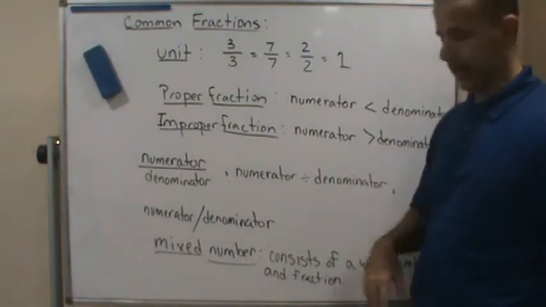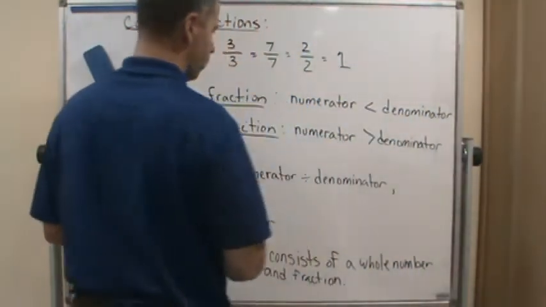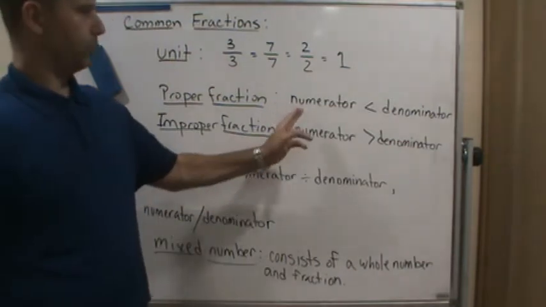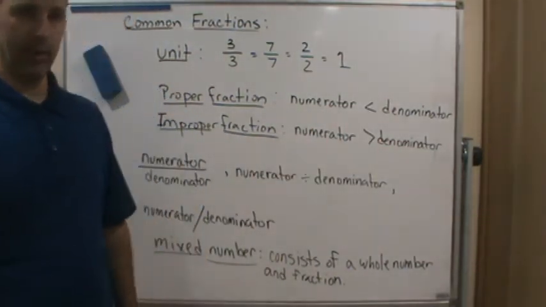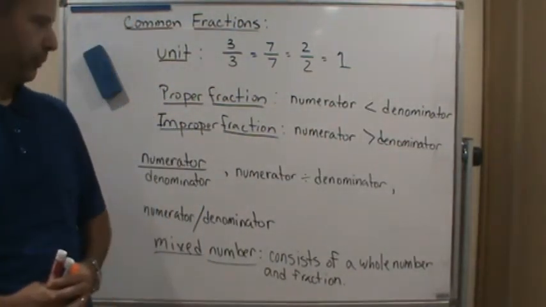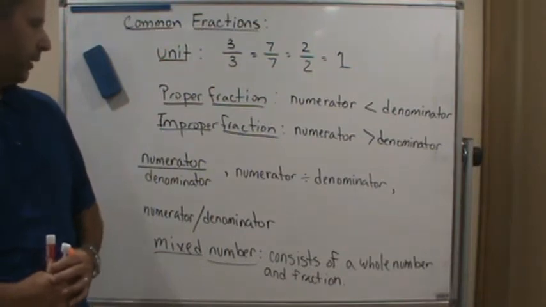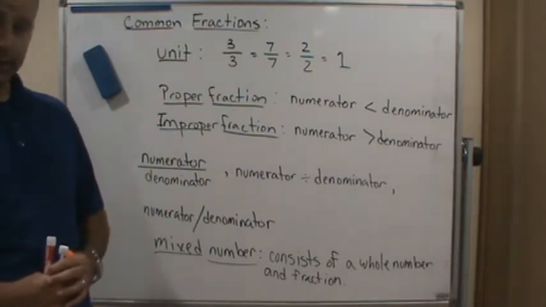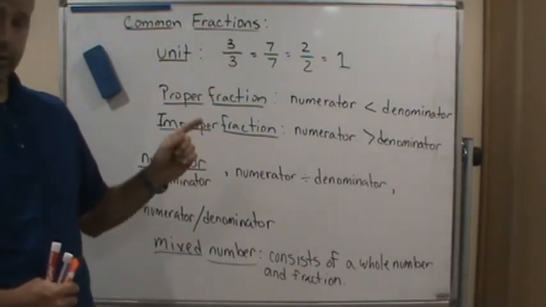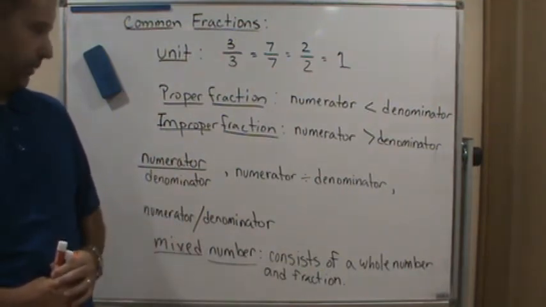A proper fraction is where the numerator is less than the denominator. That is what we call a proper fraction. An improper fraction is where the numerator is larger than the denominator.